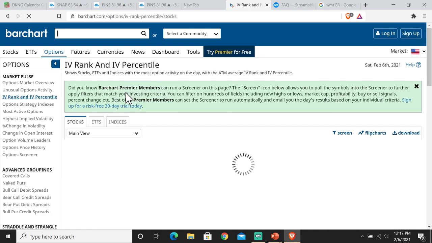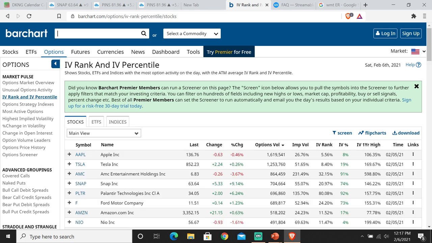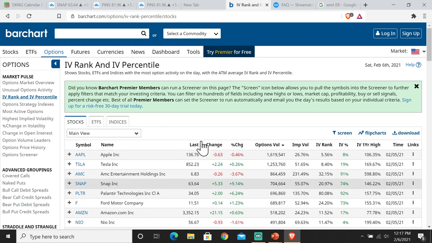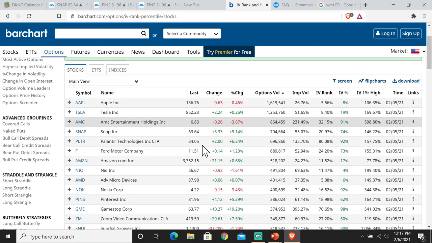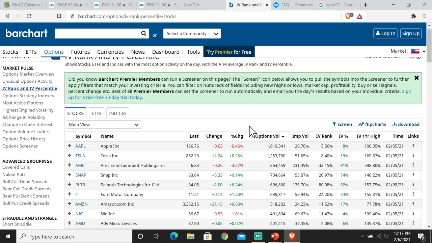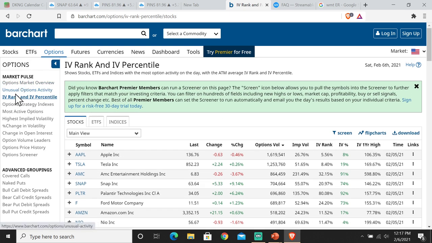because you don't want to do your research during trading hours, since the stocks are already moving, right? So we always do it after hours anyway. I don't really find a problem with just using the free version, which is available to everyone without a sign in. So you can look at IV rank and IV percentile. All of these tools are useful depending on what you're trying to play.